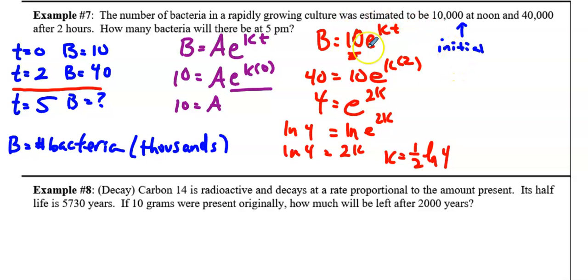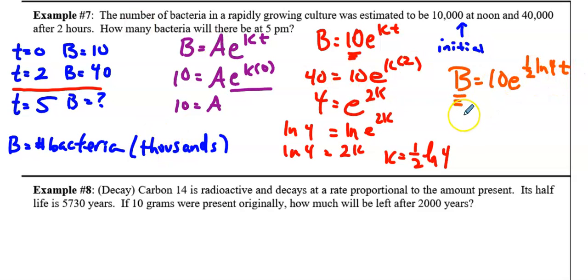So now we can say that our equation to find any number of bacteria at any time is going to be equal to 10 e to the 1/2 natural log of 4 times t. And now this is going to give us the number of bacteria in thousands at time equals t.